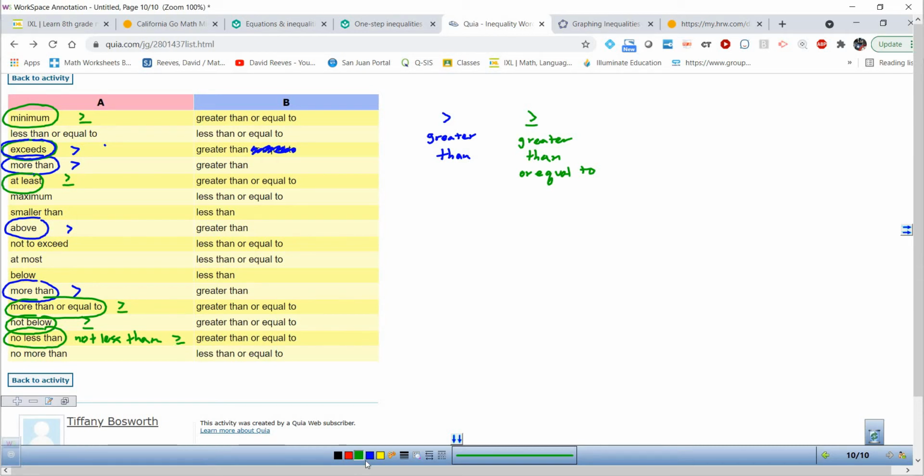I don't think so. All right, what about less than? What are some phrases or other words that we use for less than? Smaller than.